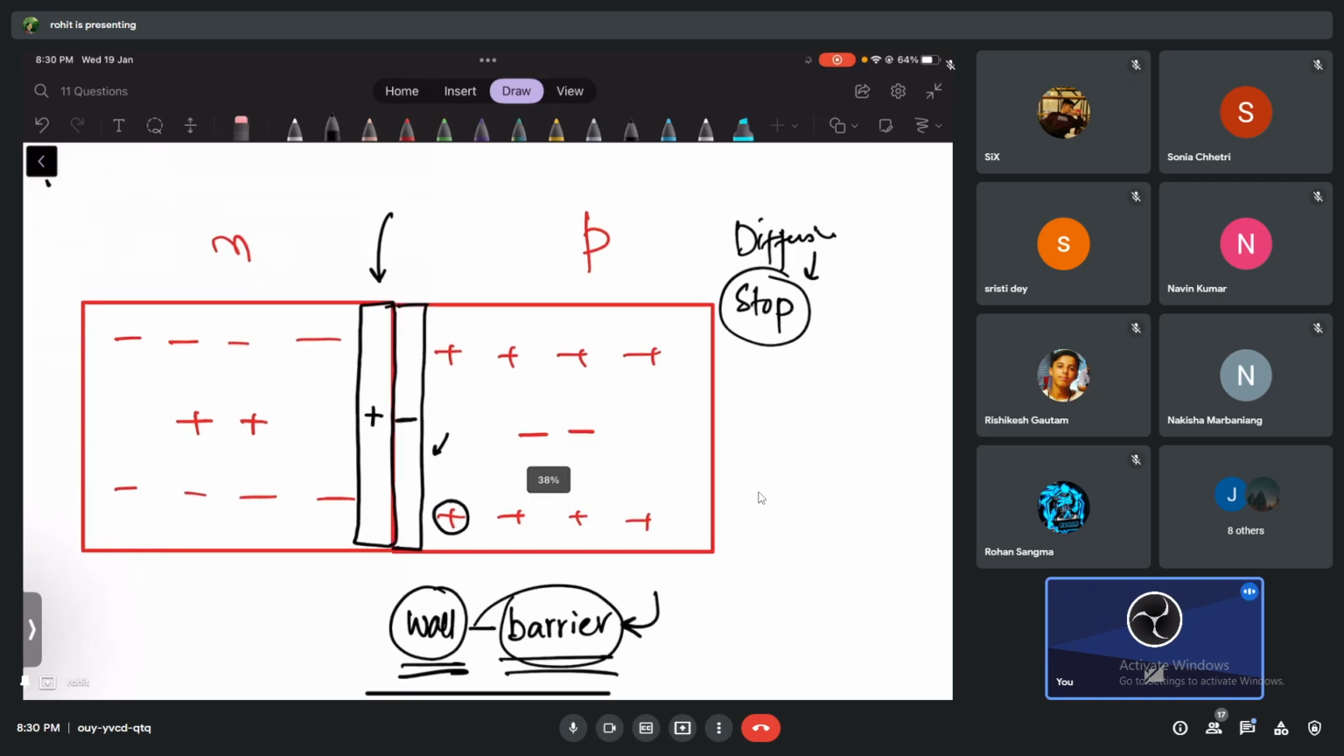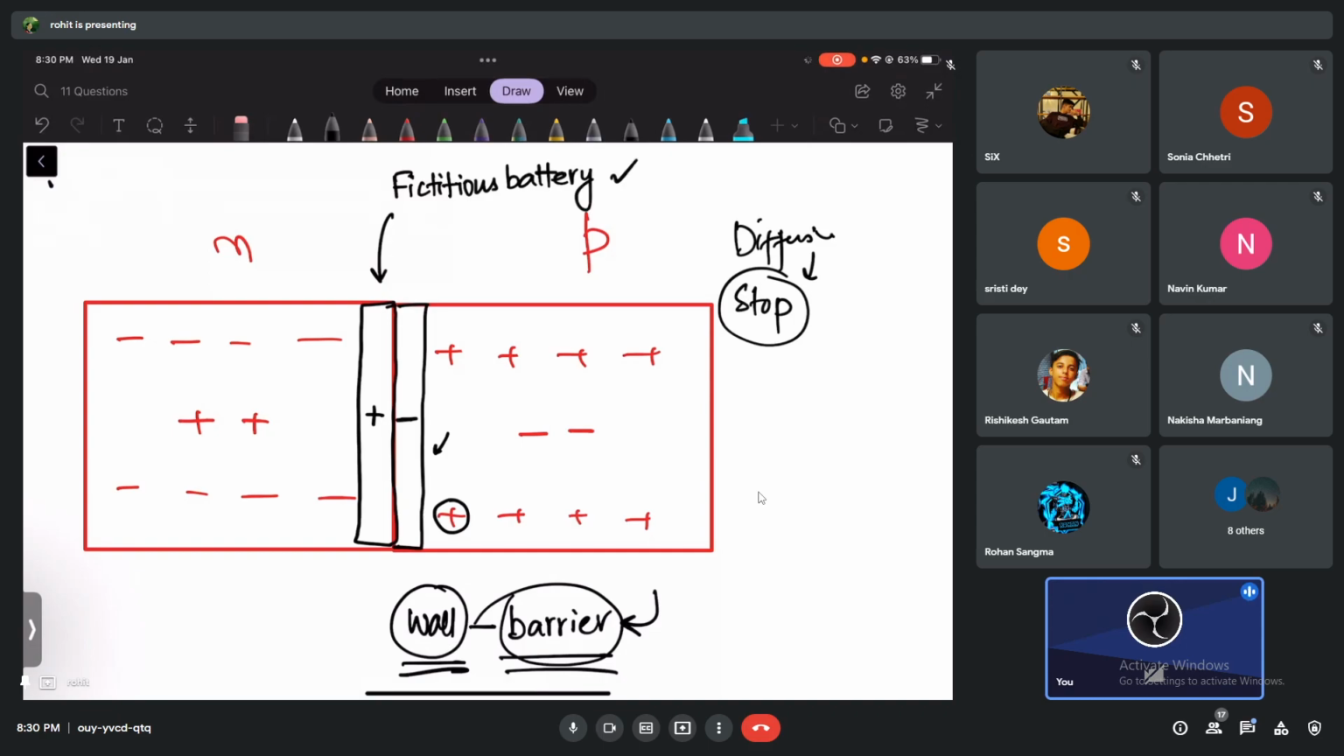And is this a real battery, or is it not a real battery? What do you think, guys? Is it a real battery? No, sir. So it is called fictitious, okay. It is a fictitious battery. It's not a real battery. First of all, that's the idea. And what does this battery do, guys? This battery stops what? It stops diffusion, okay. I think you can understand the charges, how they look, and that's how they stop diffusion.